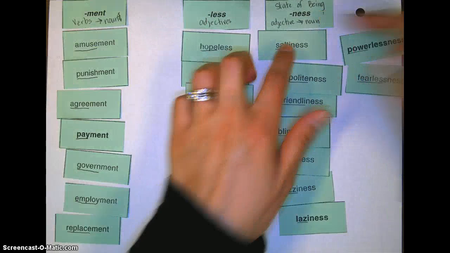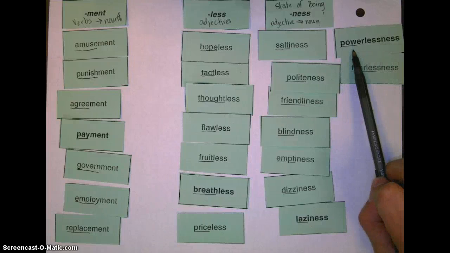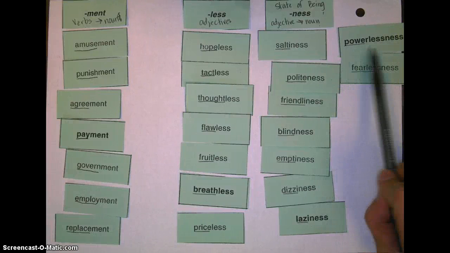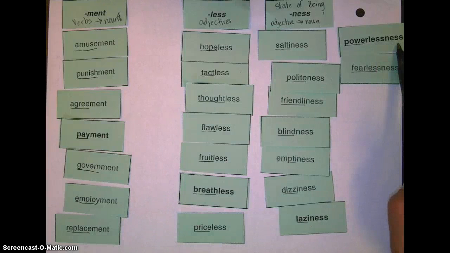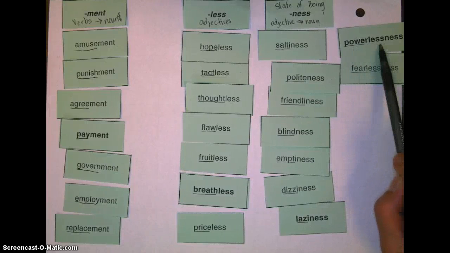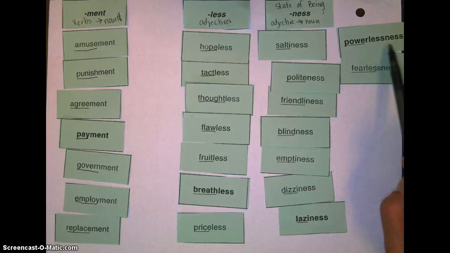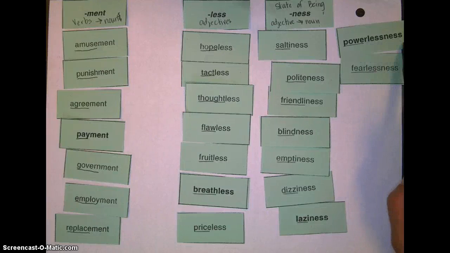All right, we have two more words: powerlessness and fearlessness. And these words actually go on a pretty big journey when they have suffixes added to them. First, we have the bases power and fear. Then we're adding the suffix less, and then we're adding the suffix ness. So it actually changes the base word from a noun, power, to an adjective, powerless, and back to a noun, powerlessness. And again, this is a state of being word. It's a state of being powerless or having no power.